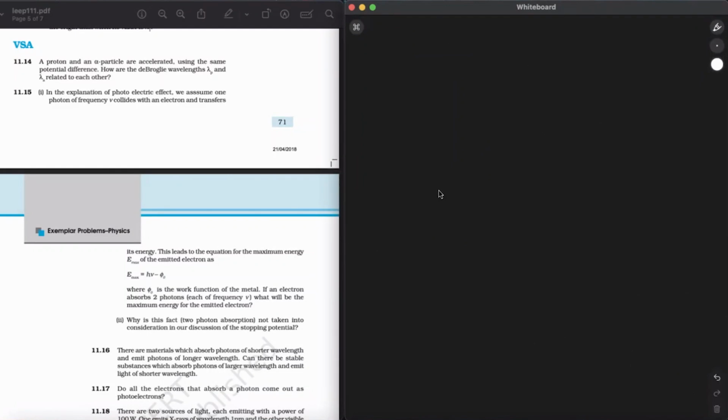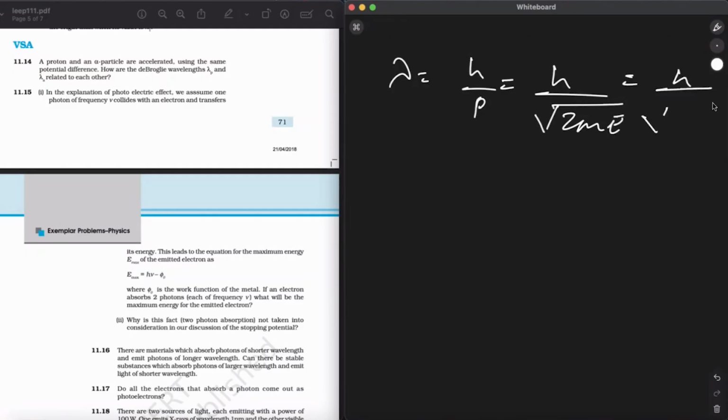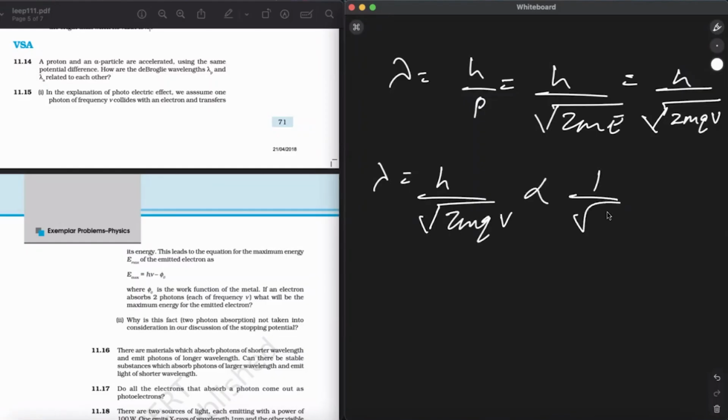Short type answer questions. Okay, so a proton and an alpha particle are accelerated using the same potential difference. How are the de Broglie wavelengths lambda p and lambda alpha related to each other? Simple question. Lambda equals h upon p. Write this 100 times with me, alright? Because these are very important formulas. These interconversions are there, and as I told you, you just have to compare two values. So lambda is equal to h upon under root of 2 m q V. So I can write it proportional to 1 upon under root of m q. Rest all the parts are constant.